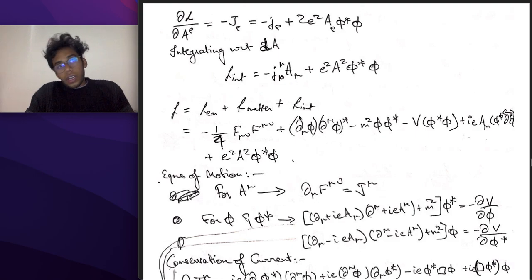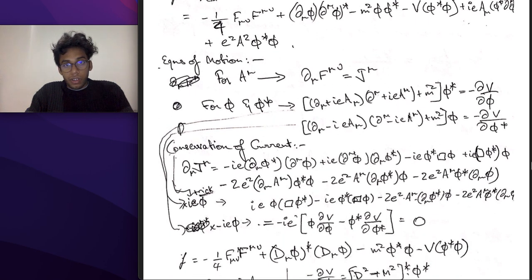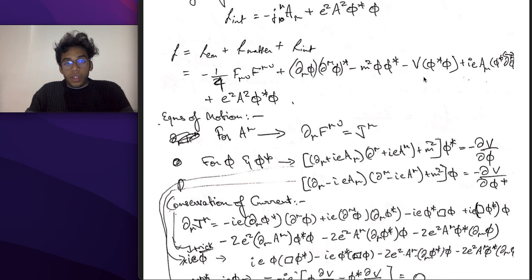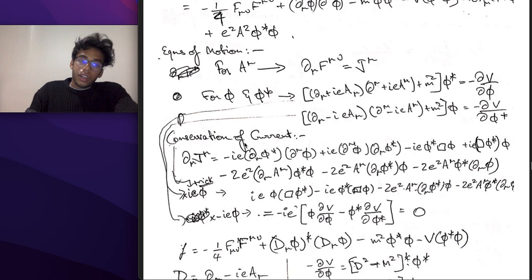Now you can write down the whole Lagrangian and you can get the equations of motion. Just to cross check, we check if there is a conservation of current, which is if dou mu j mu vanishes. When you expand dou mu j mu, you see that the first two terms cancel out, but the rest of these terms are something complicated.